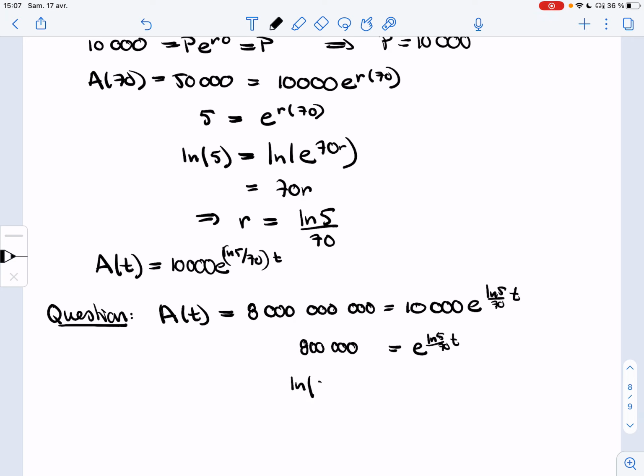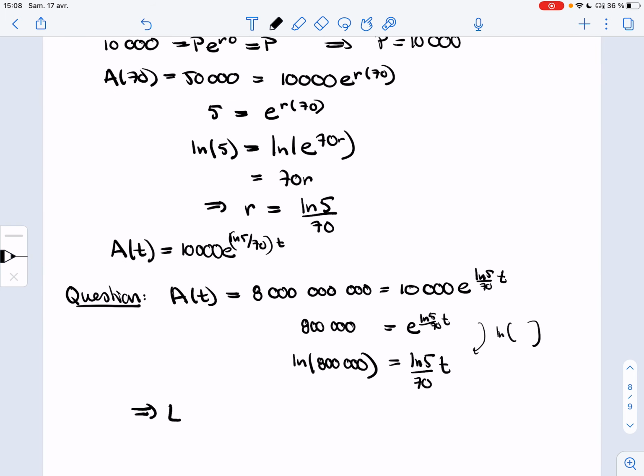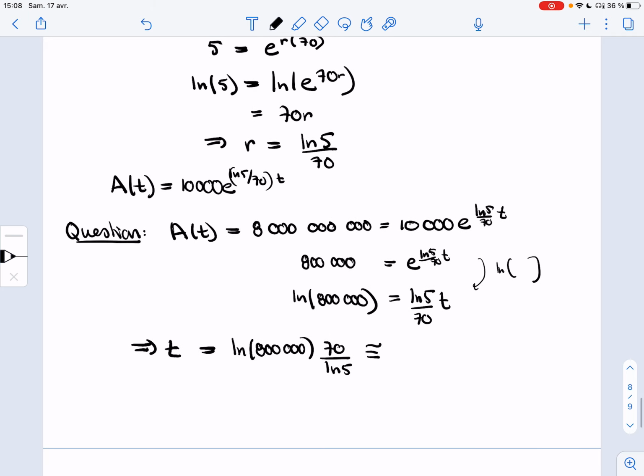Again, I'm going to apply log on both sides. Log of 800,000 is ln of 5 over 70 t. Again, log is going to cancel with the exponential, and I'll get the exponent out of it. So I can solve for t now. t is log of 800,000 times 70 over log of 5. I plug that into the calculator and I got 591 years and some.